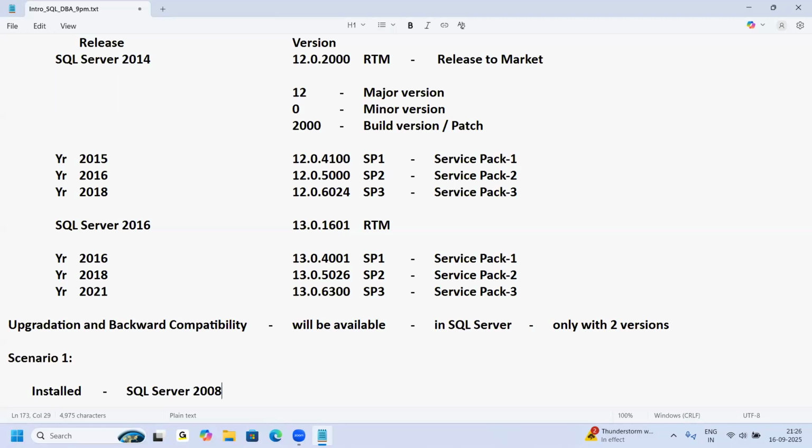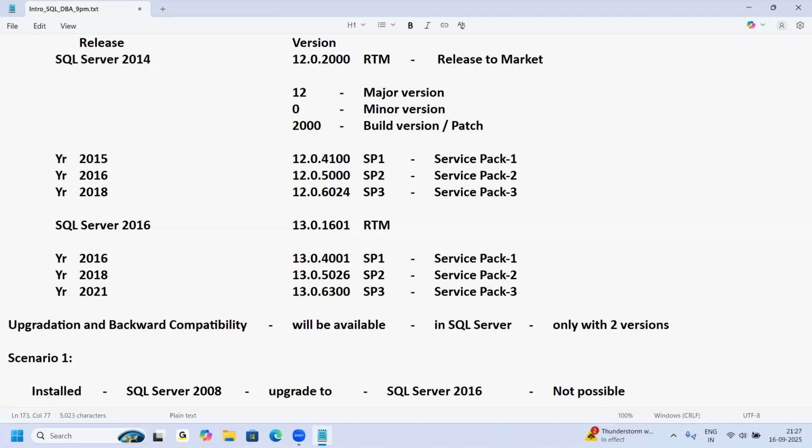Now management decided that they want to upgrade this SQL Server 2008 to SQL Server 2016. 2008 is already there in your machine, it's working perfectly, everything is fine. But management has decided to upgrade because they want some more advanced features in SQL Server. So they decided to upgrade 2008 to 2016. First point, remember, this is not possible.